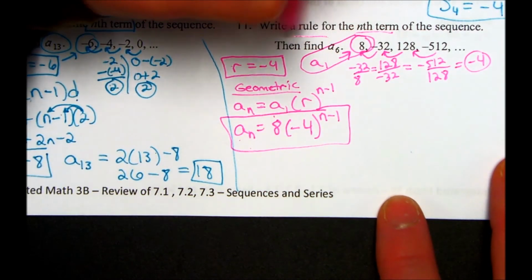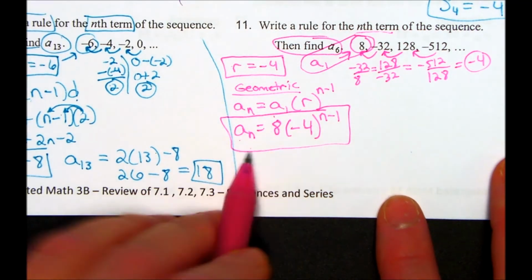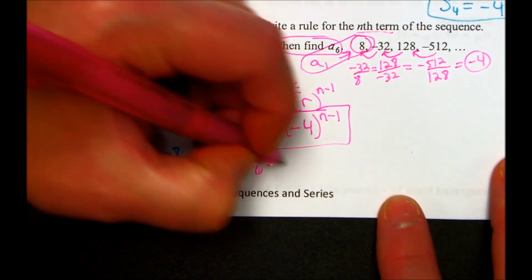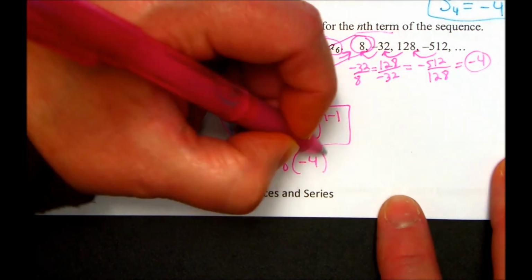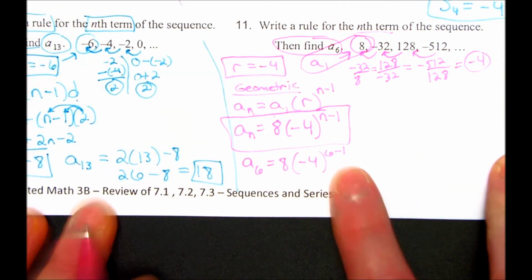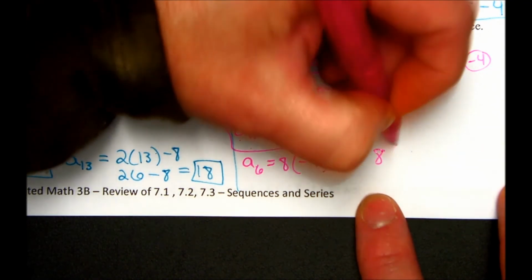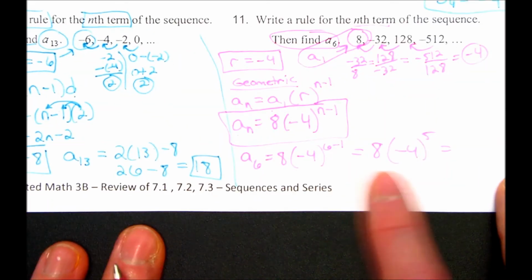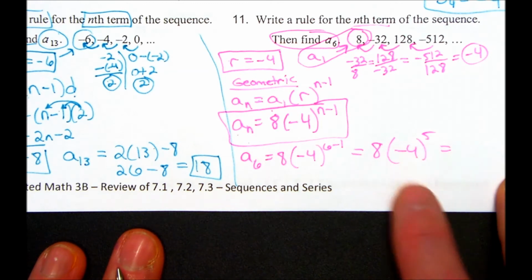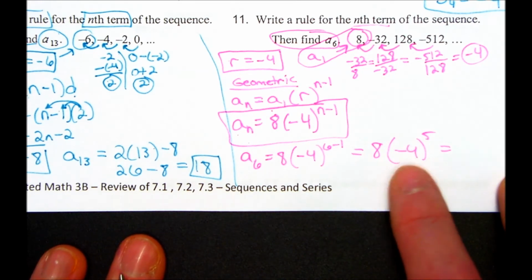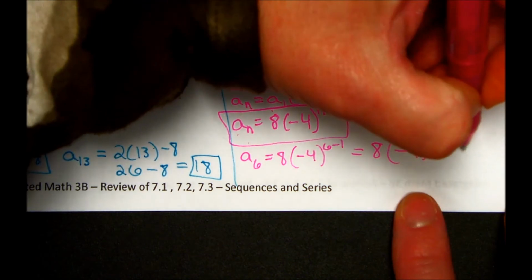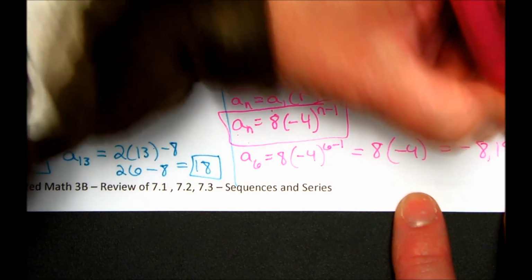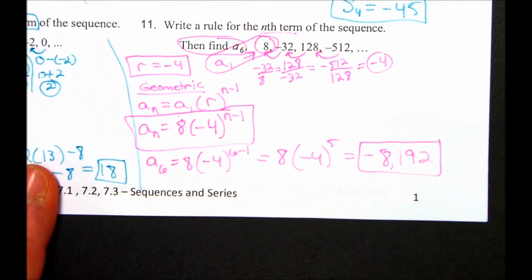But then it says find a sub 6. So once we've written our rule, we're going to substitute 6 for n. So if we take 6 minus 1, we're going to get 5. So 8 times negative 4 to the 5th power. And again, you can just plug that in the calculator. Take 8 times 4 to the power of 5. So make sure that negative 4 is in parentheses, and then caret 5. And you should get negative 8,192 for your answer. Oops, let me move it over so we can see it. Okay, so there's our answer for number 11.